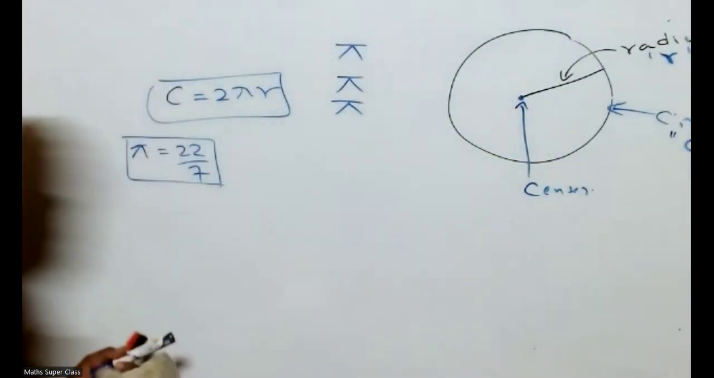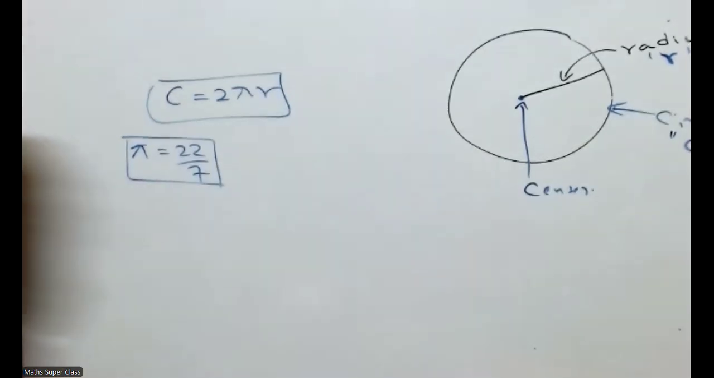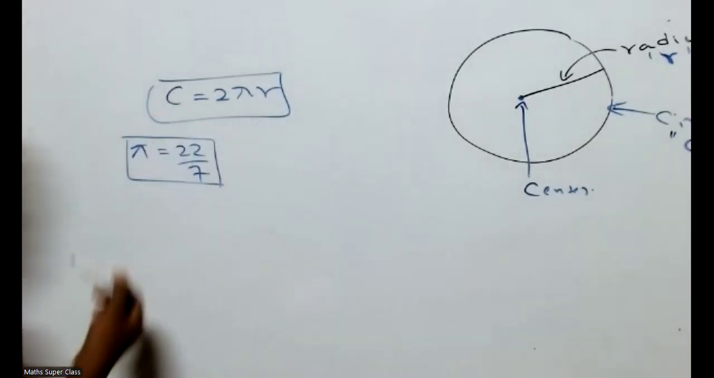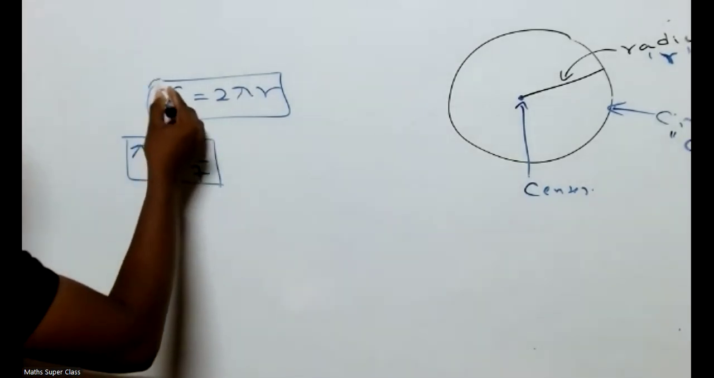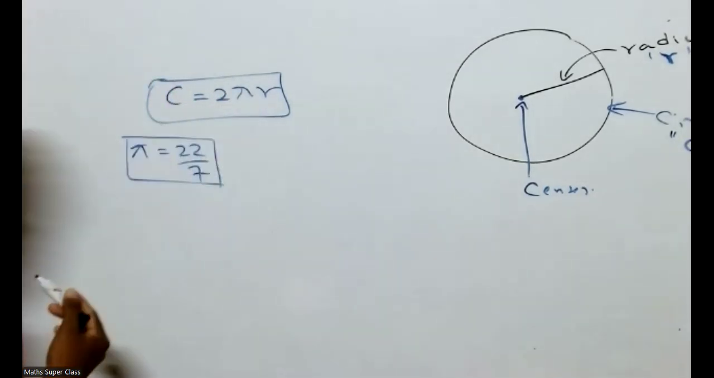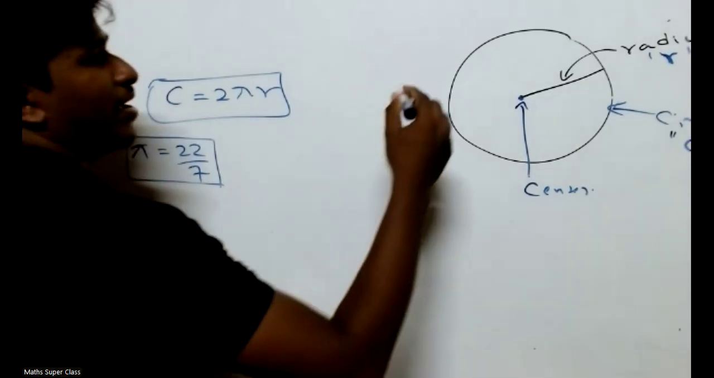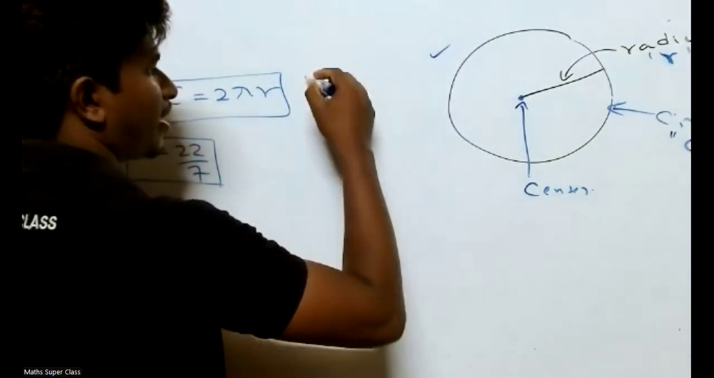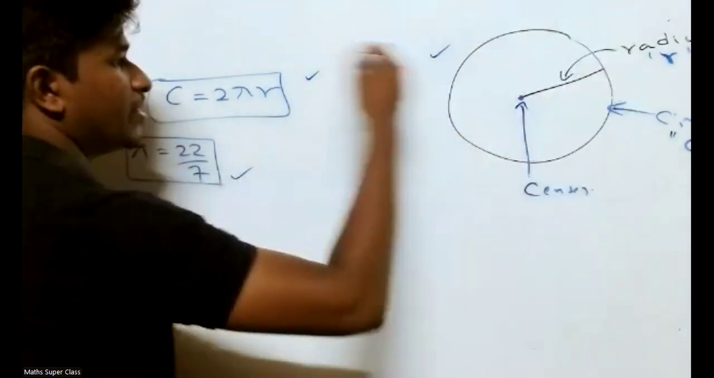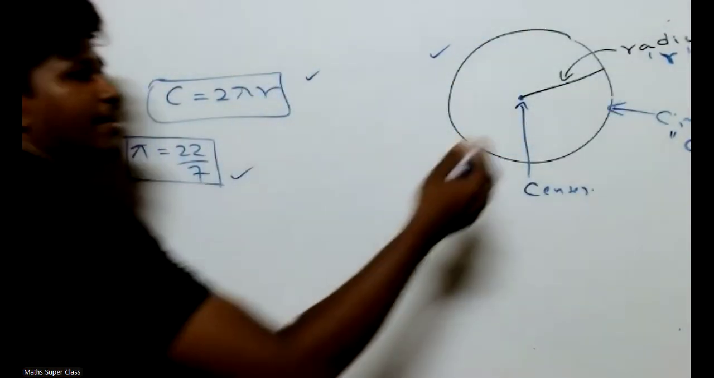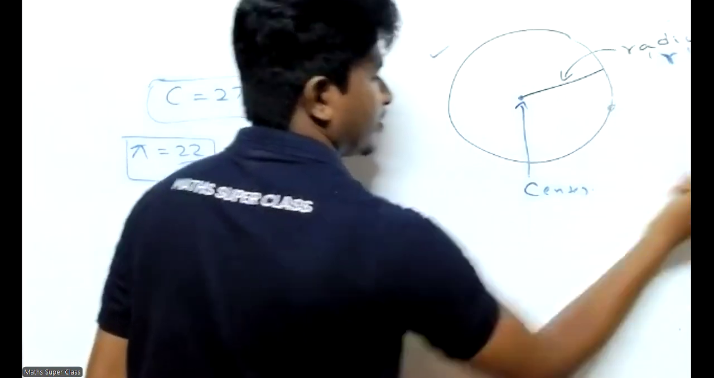How to find the circumference of a circle, that means the perimeter of a circle? This is the formula: C equals 2 pi R, where pi means 22 over 7. There is nothing to practice for this one. Just copy these three. This is the circumference.